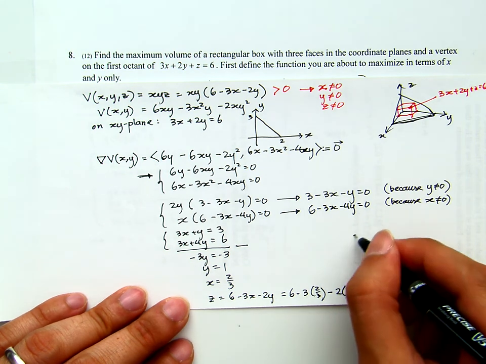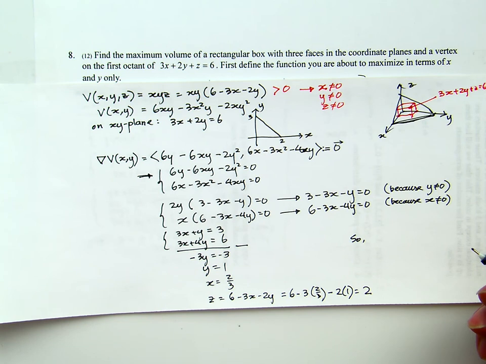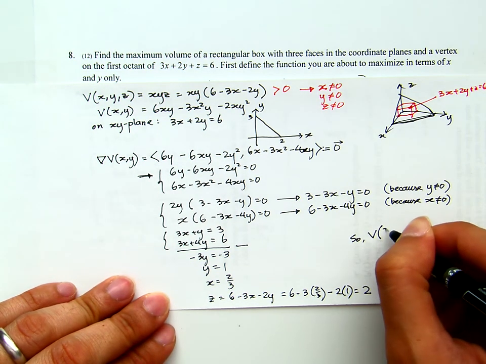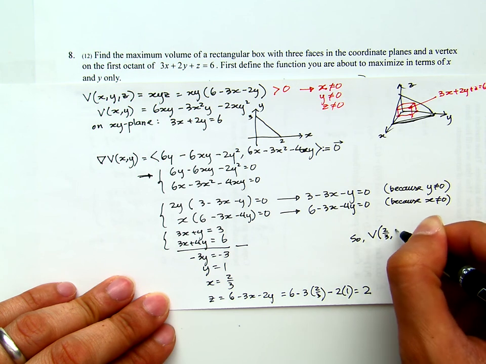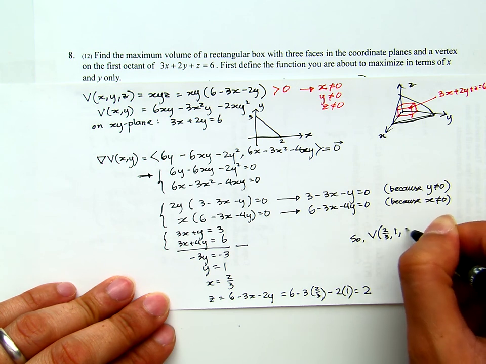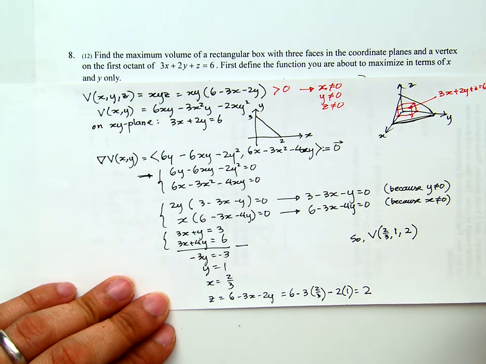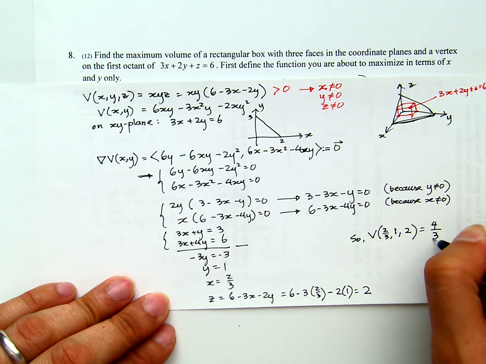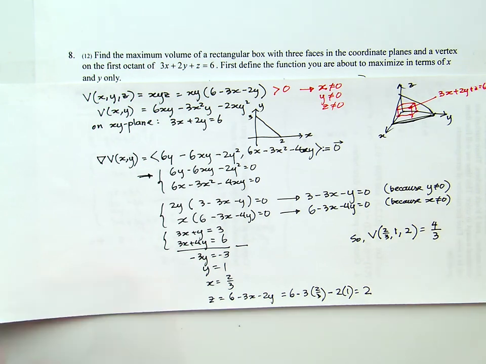So the volume will be maximum when x is 2/3, y is 1, and z is 2. And the volume will be the product of these three, right? That will be 4/3. Now this is for Summer 2009 Math 263 at East LA College, Test 2, number 8.